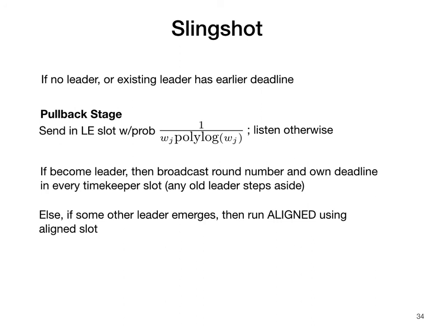If the job succeeds in sending, then it knows it's the leader. Going forward, it will send in the timekeeper slot, sending both the round number and its own deadline. Any old leader can gracefully step aside. Otherwise, a different job becomes leader. That's fine too, but regardless, anyone else runs aligned in the aligned slot.